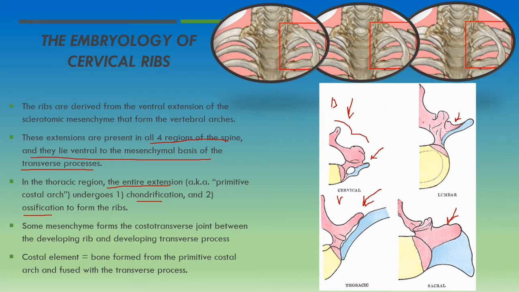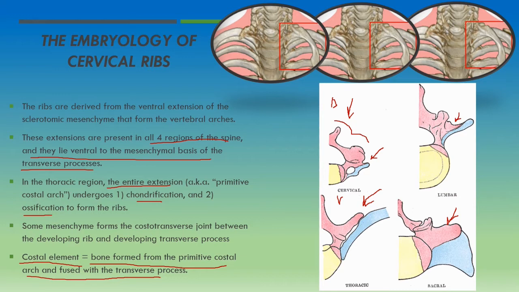Now, some of the mesodermal tissue forms the costotransverse joint between the developing rib and the transverse process, and embryologically, these extensions are referred to as the costal elements. In the thoracic spine, the costal elements become the bone, which is formed from the primitive costal arch and becomes fused with the transverse process. And in the cervical spine, the lumbar spine and the sacral spine, these costal elements fail to develop into ribs. They simply resolve and become reabsorbed and become just a part of continuity with the transverse process itself. Okay?